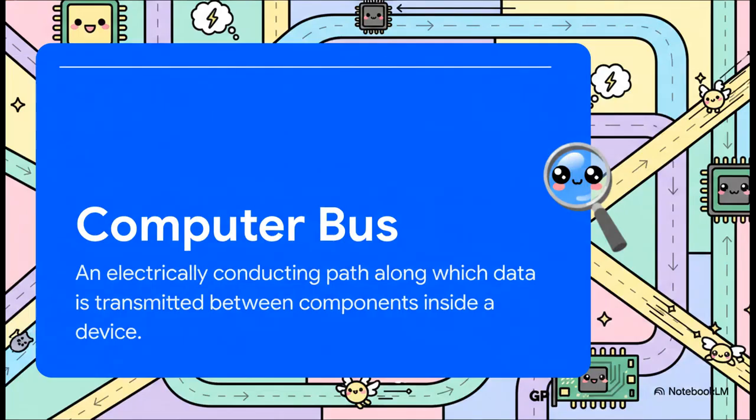You see all those little lines etched into the motherboard? Those are called buses. A computer bus is basically a superhighway for data. It's the electrical path that carries information between all the different components at just about the speed of light.